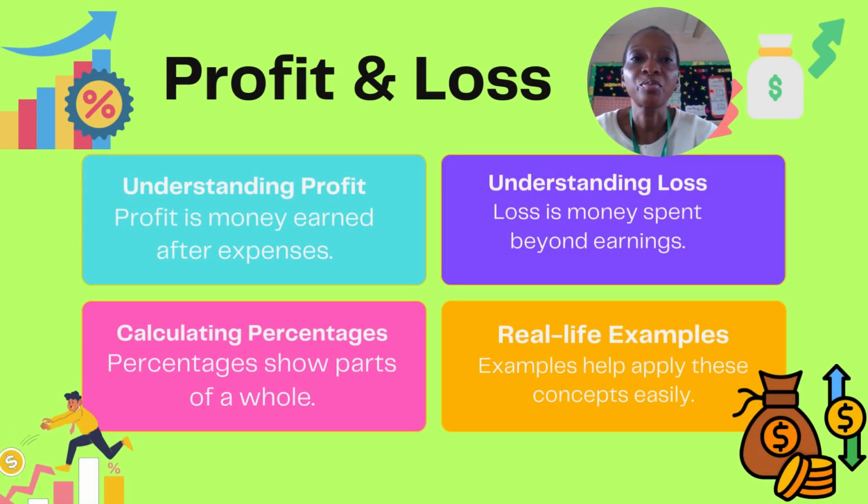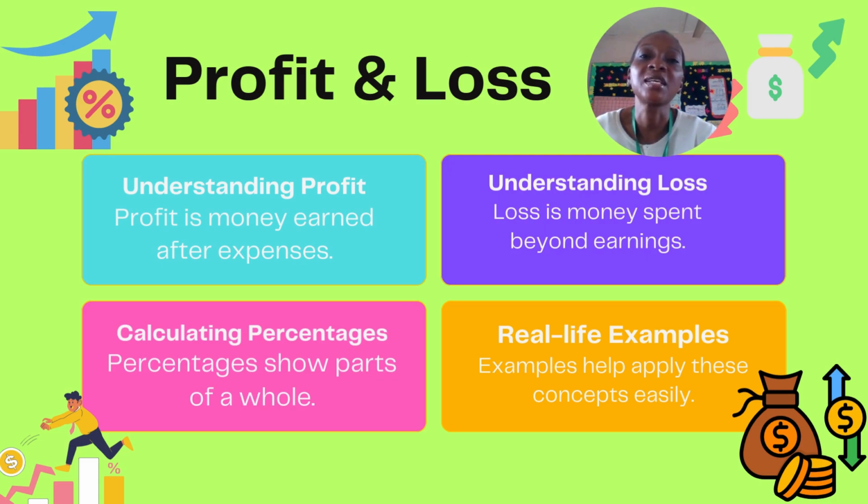Now, I'll be talking about what is profit, what is loss, what are percentages, and how do all these things affect real life. The first thing is profit. Profit is money earned after expenses. I repeat, profit is money earned in a business after expenses. Now, let's go to what is loss. Loss is money spent beyond earnings, that is beyond your income.